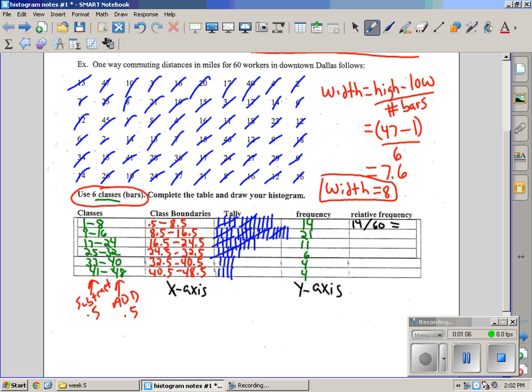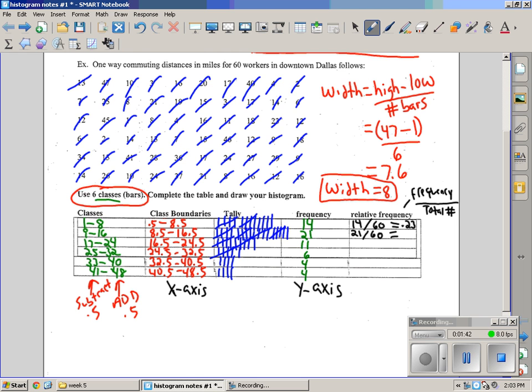So this one's going to be 21 over 60 because there's 60 terms. And 14 what? There's 14. The relative frequency is your frequency divided by the total number. So if you get a point, yeah, let's put 0.23. But don't you round it up? Well, no, 3 wouldn't round up to anything because it's below 5.